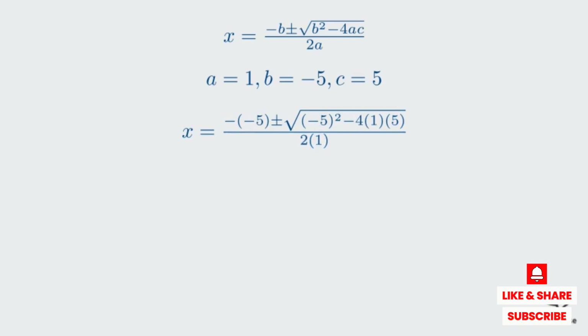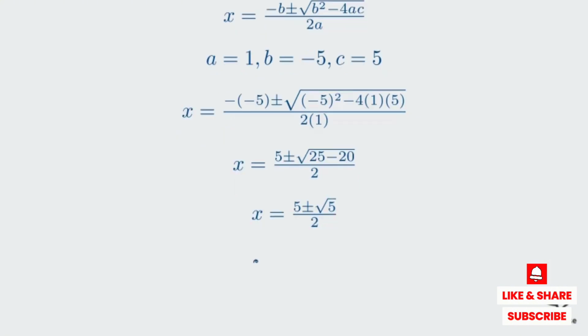Now let's simplify this step by step. Negative negative 5 is positive 5. Negative 5 squared is 25, and 4 times 1 times 5 is 20. The denominator is 2. Simplifying further, 25 minus 20 is 5. So we have x equals 5 plus or minus the square root of 5, all divided by 2. These are our two potential solutions. Let's call them x1 and x2. So we found our two possible solutions, but we're not done yet.